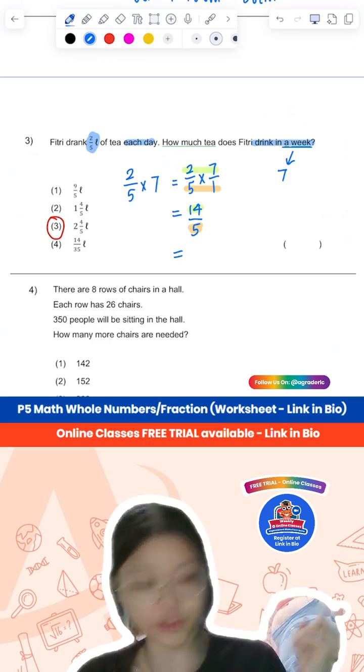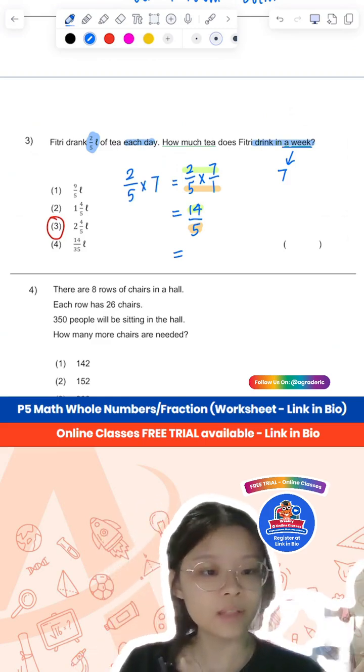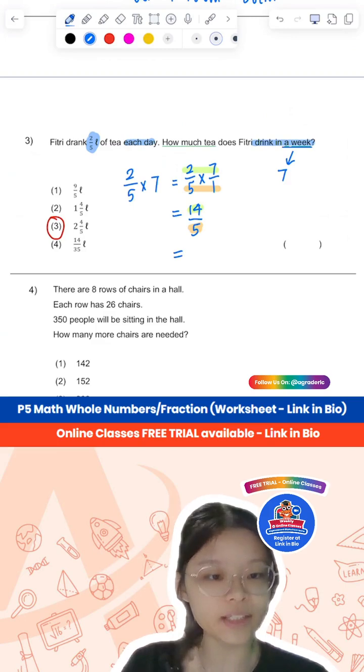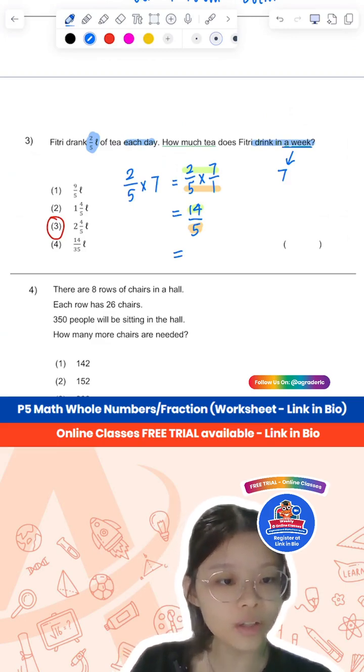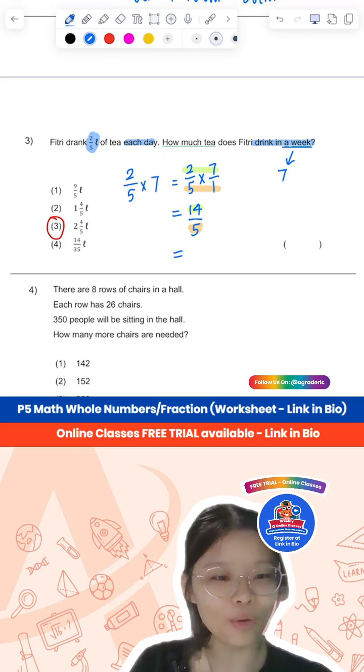14 over 5 is not the simplest form. Okay? It's okay, Lawrence. Cannot type reflection, I understand. I can still read it. That's good. 2 plus 4 over 5.